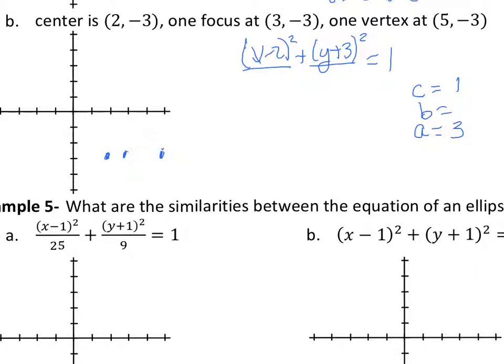All right, so if this is our center here: center, focus, vertex. Okay, where's our other focus? If one is at (3, -3), where's our other focus? At (1, -3). Good. Where's our other vertex then? At (-1, -3). Good.